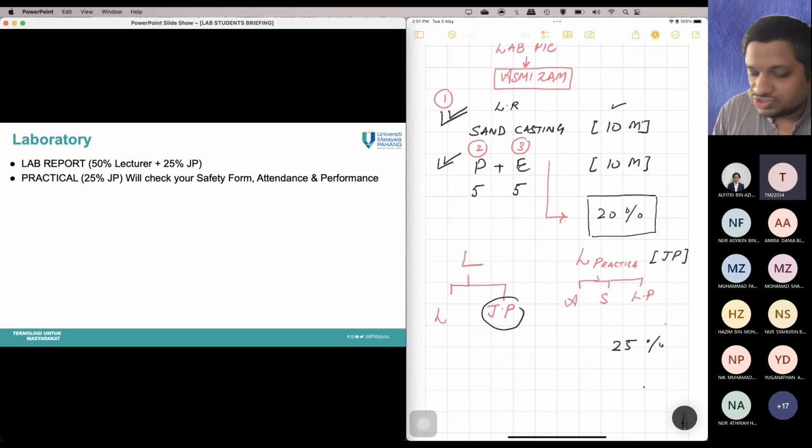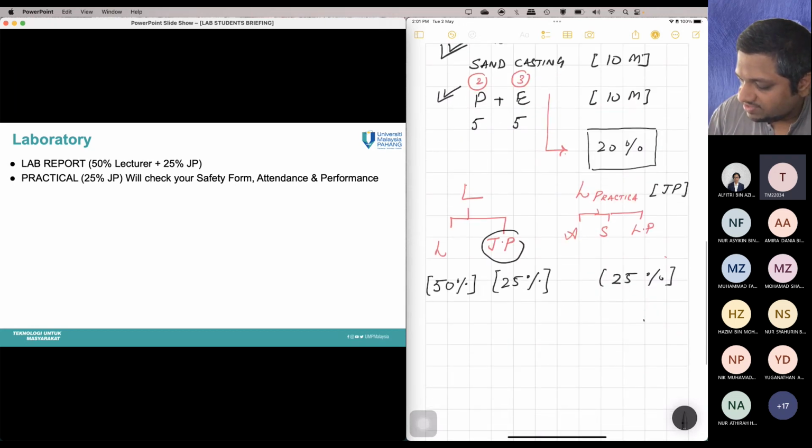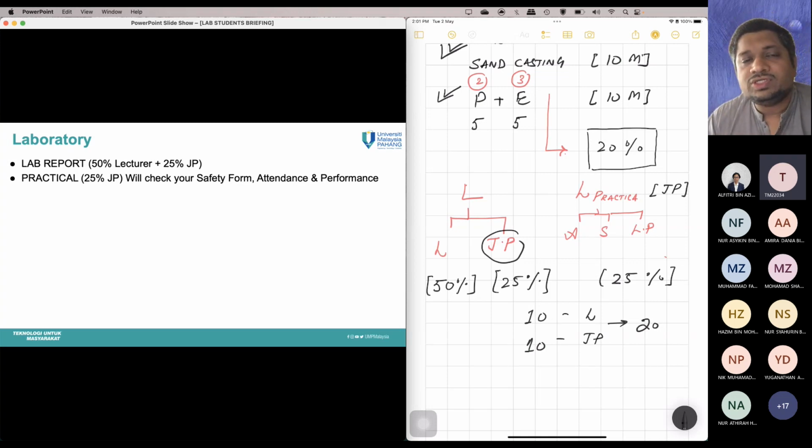The lab JP is going to check your lab report, which is going to be 25% of the marks, and the lecturer is going to evaluate your lab report, 50% of the marks. So 50% of the marks are JP and 50% of the marks are lecturer. This equals 20% of the marks. So make sure that you have performed the experiment, make sure that you are attentive in the class for the lab, and make sure you are following the safety requirements.